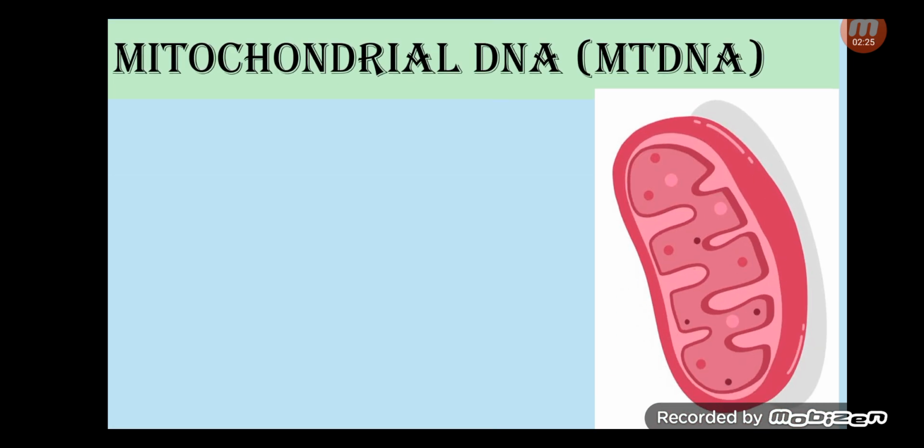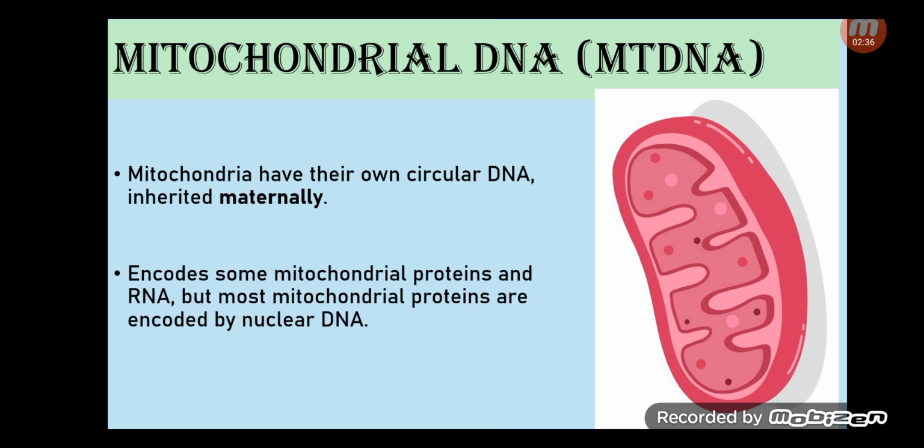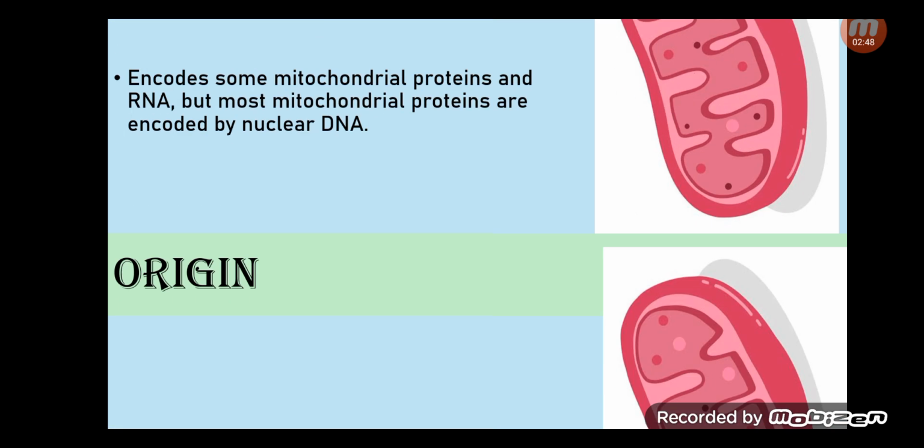Now we will talk about mitochondrial DNA. Mitochondria have their own circular DNA. The DNA of mitochondria is circular and it is inherited maternally. It encodes some mitochondrial proteins and RNA, but most mitochondrial proteins are encoded by nuclear DNA.